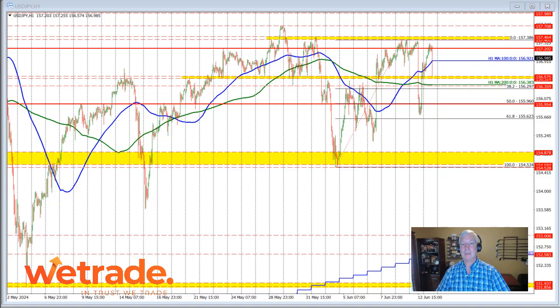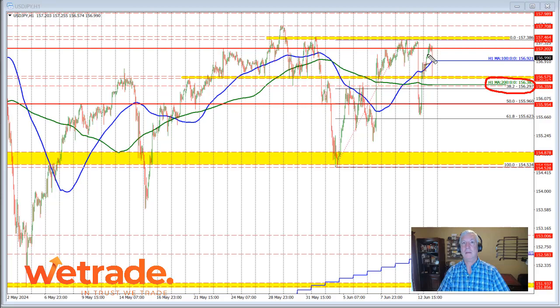There are other levels that we have to pay attention to, especially this 200-hour moving average. That's this green line right here, and perhaps the 38.2% retracement of that move to the upside as well, that we have to get below, if we break below this 156.52 to 57 level on the downside.